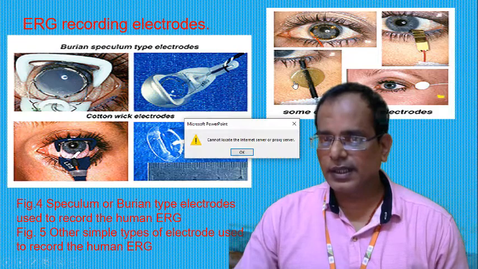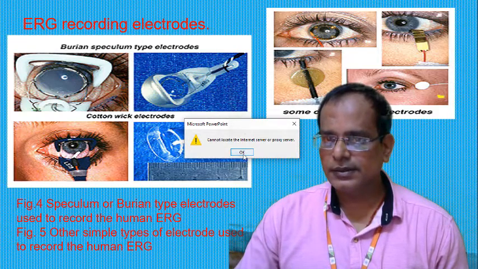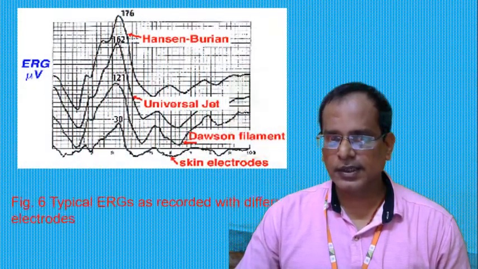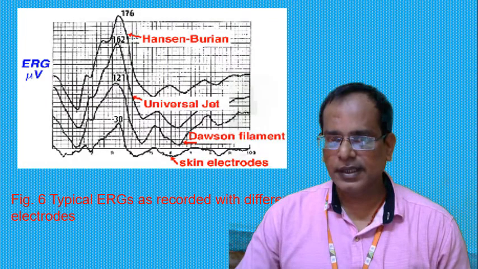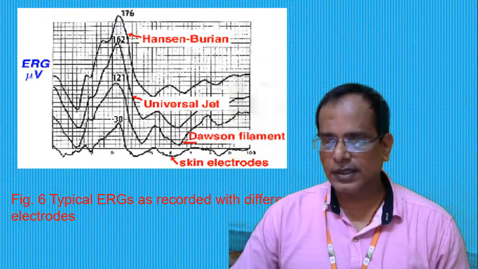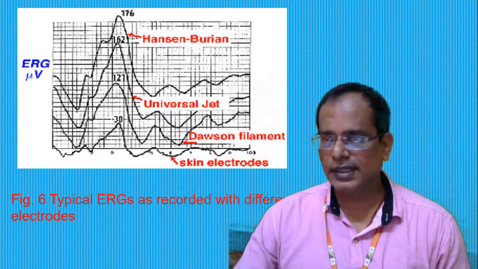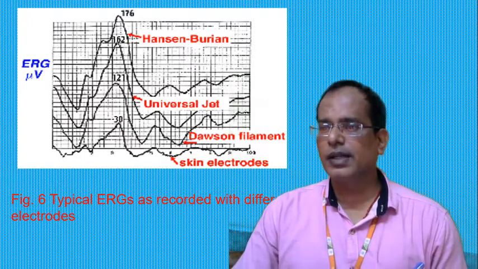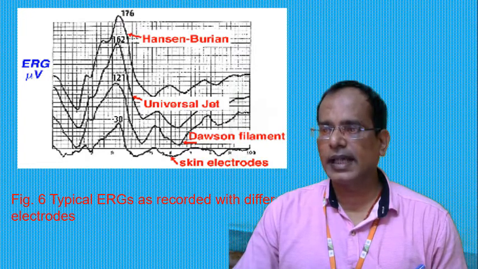Now we will go to the other one. So that is called a typical ERG as recorded with different electrodes. Now you are seeing the ERG as recorded with different electrodes. The different electrodes we have already discussed here. So here the ERG can also be recorded using skin electrodes placed just above and below the eye, or below the eye and next to the lateral canthus.